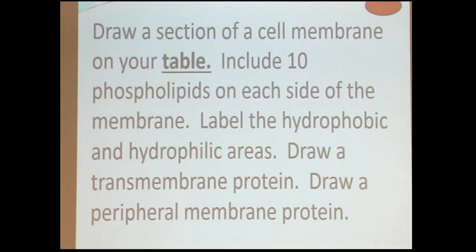I could draw a cell membrane. Oh, it'd probably be easier. Let's say you're zooming in on a part of it. Like, you know, zoomed in here. What would it look like zoomed in?